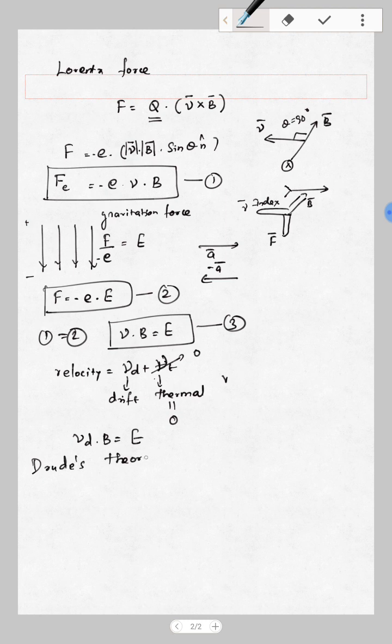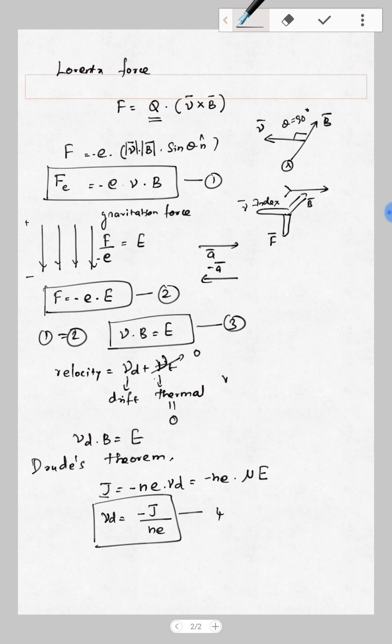using Drude's theory, we know the current density of any conductor can be written as the total number of electrons, the charge of the electron, and the drift velocity. This can also be written as drift velocity, mobility times electric field. So from here I can get the drift velocity. The drift velocity is nothing but the current density divided by Ne, so minus J divided by Ne. This is the drift velocity.